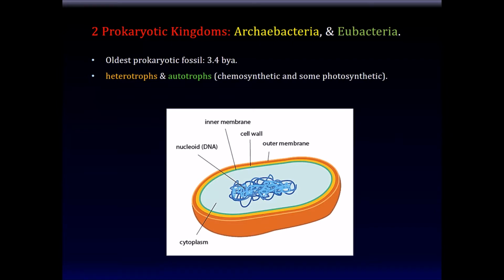So some theorize that chloroplasts are primitive bacteria that the eukaryotic cell engulfed. So if the chloroplast was a primitive bacteria, who really does the photosynthesis in plants? Bacteria! So do bacteria do photosynthesis? Yes or no? Yeah, some do. They're photosynthetic bacteria.